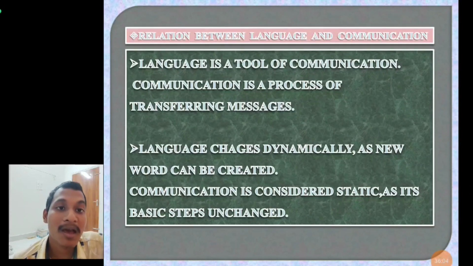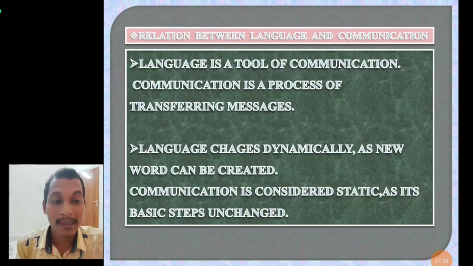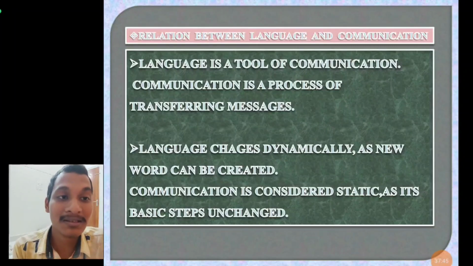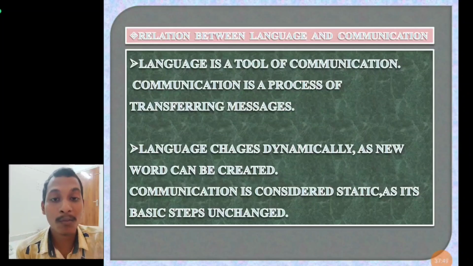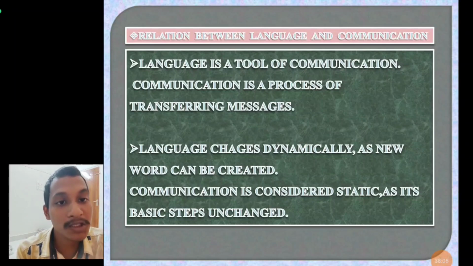And second, language changes dynamically, as new words can be created as per chronological order. This does not follow chronological rules, but chronologically it is at a particular time distance. In a language, many words can change their actual form. Communication is considered static as its basic steps are unchanged. Communication is a process. How can it change automatically?